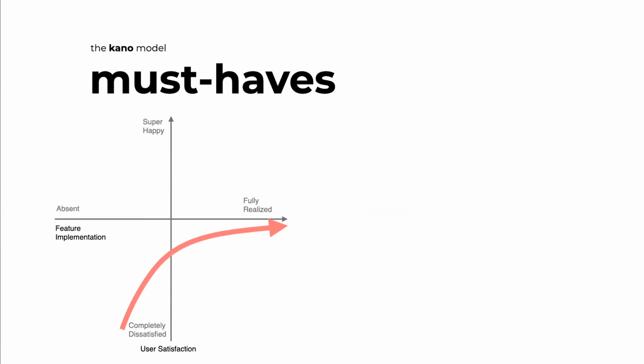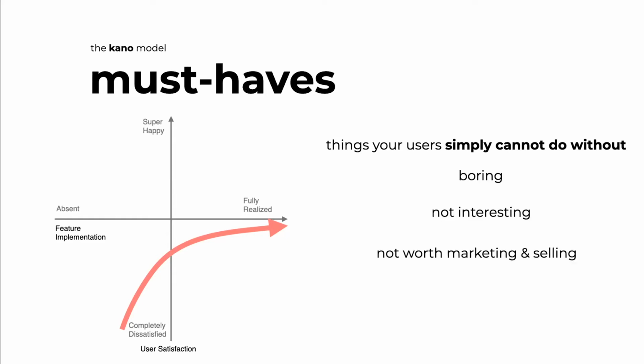You'll notice that with the must-haves, if it isn't anywhere near absent, your customers are completely dissatisfied. But even if your product fully implements this feature, if it's fully realized, then it doesn't make customers that happy. They're just mediocre about it. These are things that your users simply cannot do without. They are boring, they are not interesting, they're not worth marketing and selling, and they are absolutely necessary.